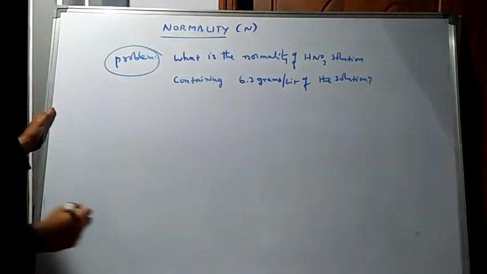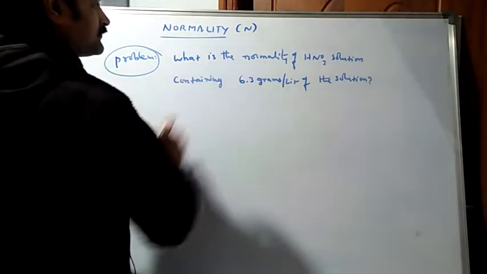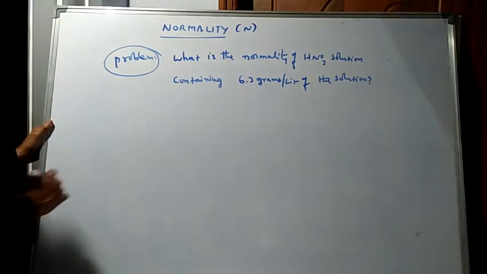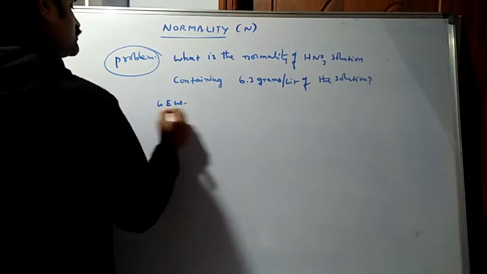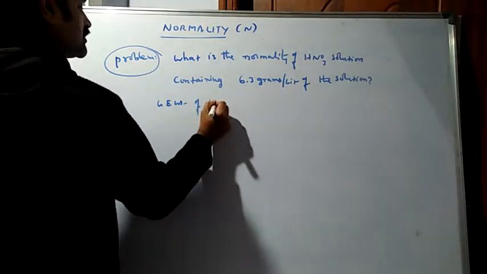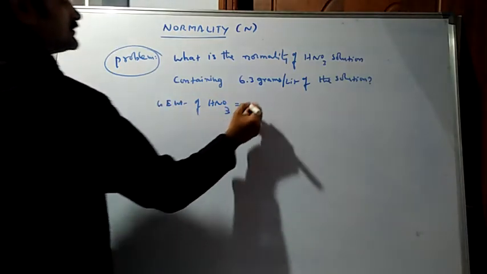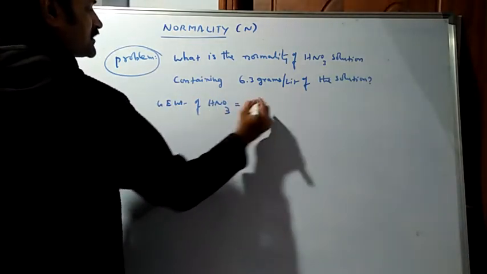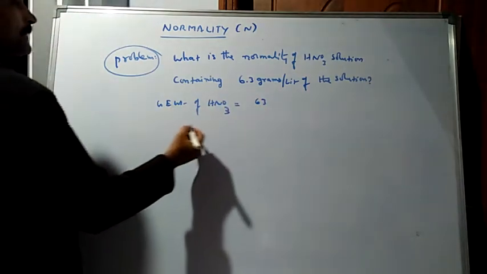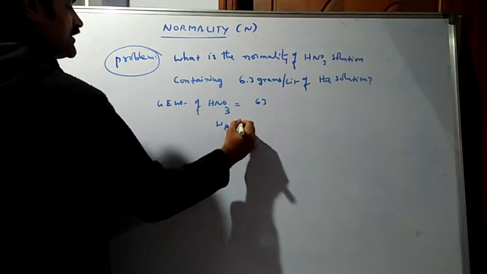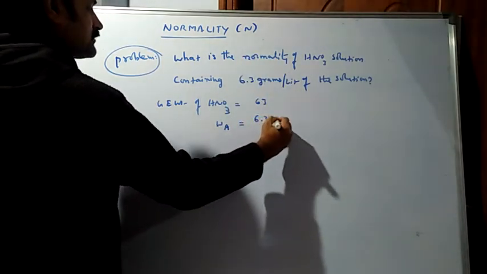So very clearly, given 6.3 grams is there in a liter of the solution. First of all, what is the GEW of HNO3? That we have to know. We have already listed out that one, that is 63 is the GEW of HNO3. Moving on, what is the weight of that solute, nitric acid? Here 6.3 grams is given.